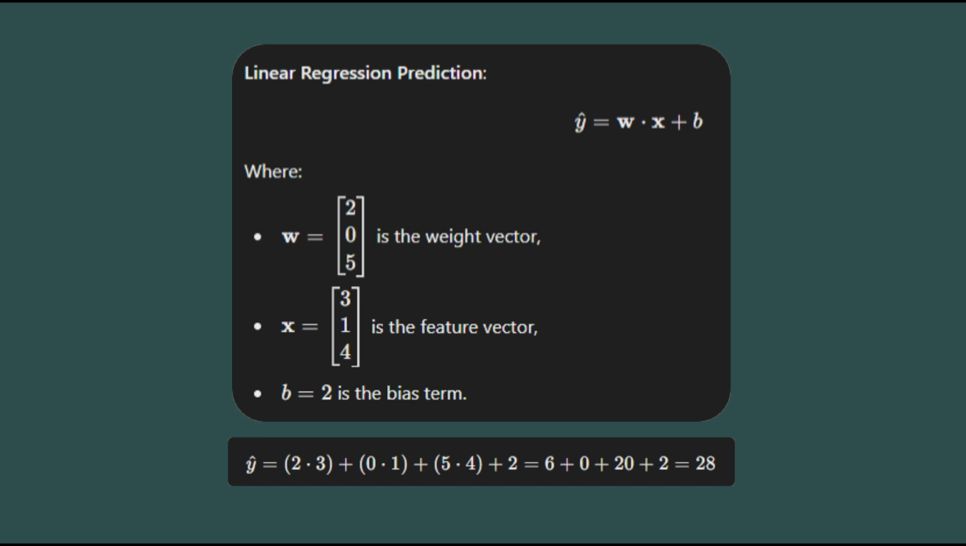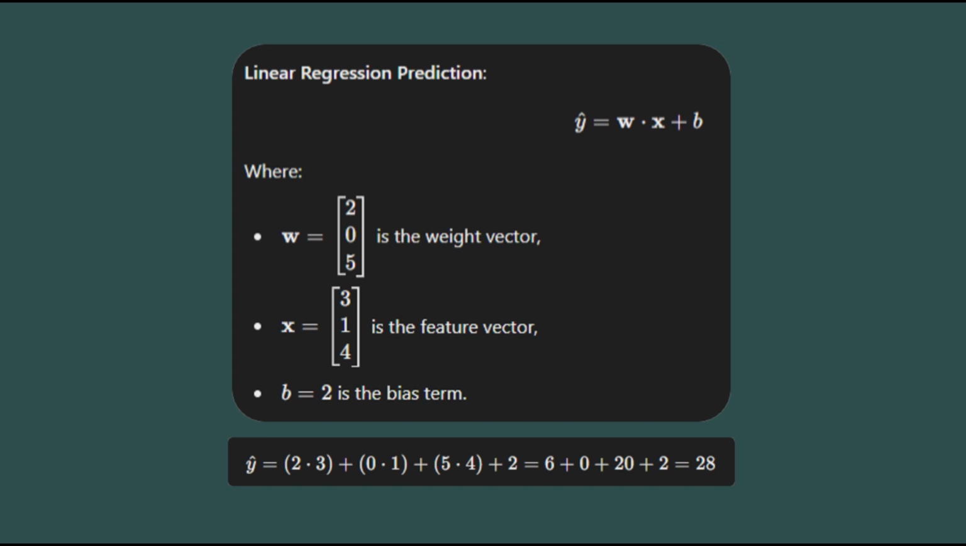In linear regression, the prediction for a given input is calculated as the dot product of the feature vector and the weight vector, plus a bias term. This means that each input feature is multiplied by its corresponding weight, and the results are added together along with the bias. For instance, if the feature vector contains values such as 3, 1, and 4, and the weight vector contains values such as 2, 0, and 5, the dot product of the two vectors is 26. Adding a bias, let us say 2, gives a final prediction of 28.